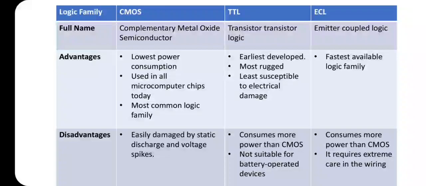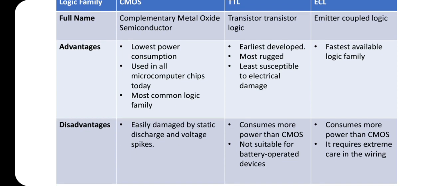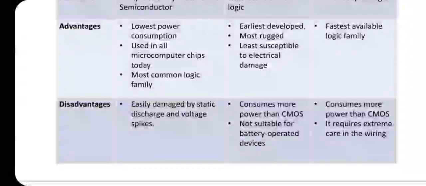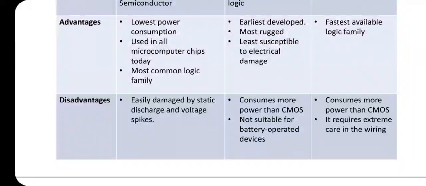The next logic family is ECL. The full name of ECL is emitter coupled logic. Advantage of ECL is fastest available logic family. Disadvantage of ECL is consumes more power than CMOS. It requires extreme care in the wiring.